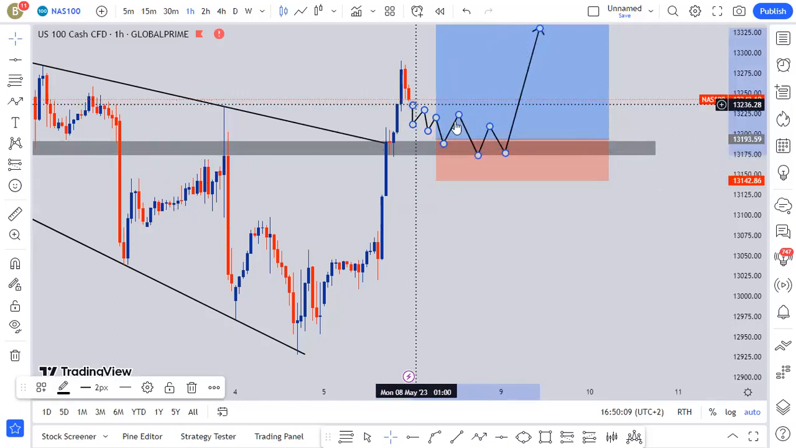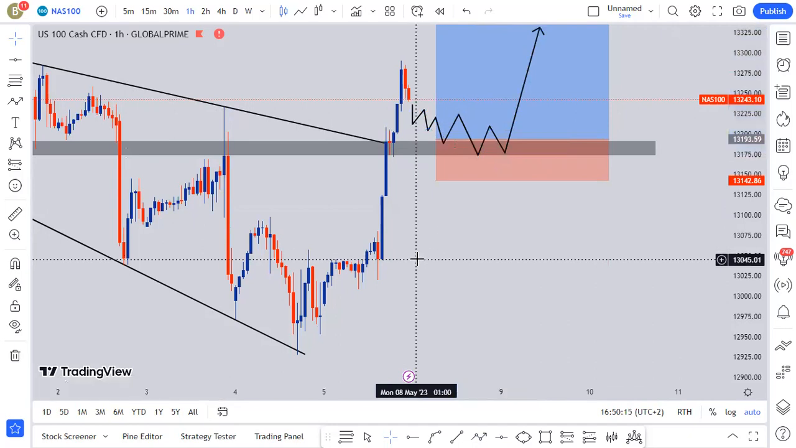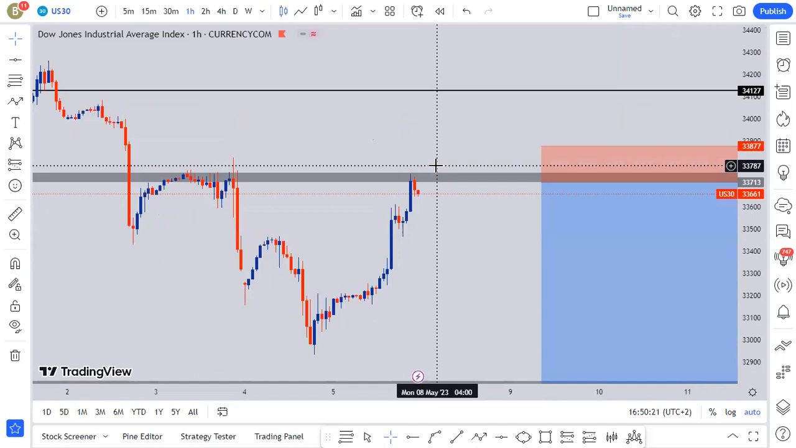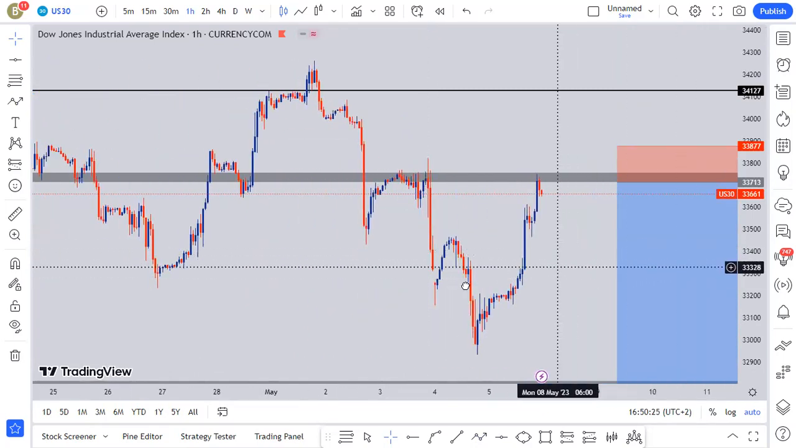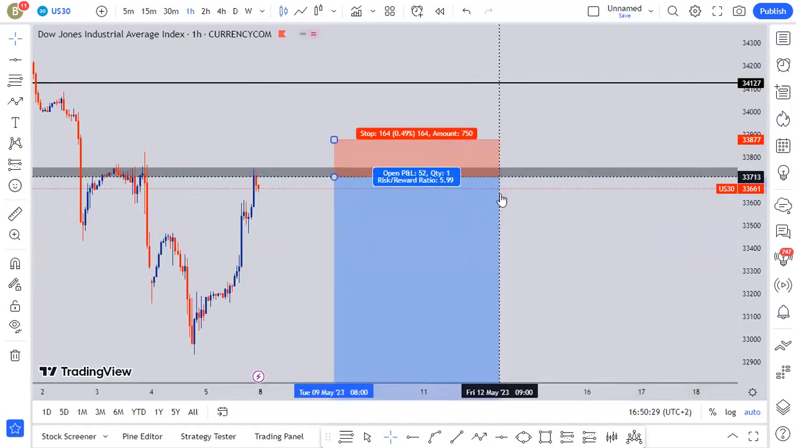So you understand, while this could be doing this, on US 30 we could witness something different. We could not be witnessing a retracement, according to our technical analysis. So you understand why I would be buying this? Now, this is the reason I'm going to show you.